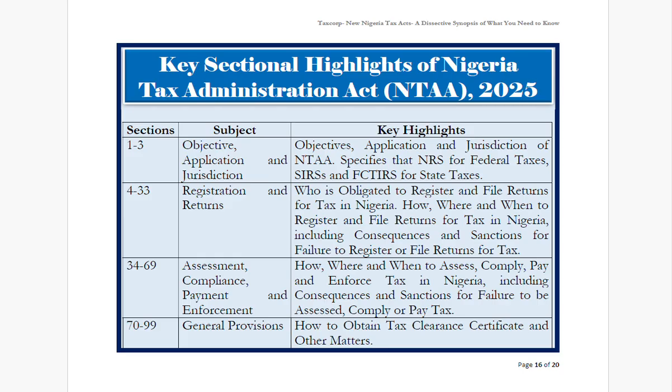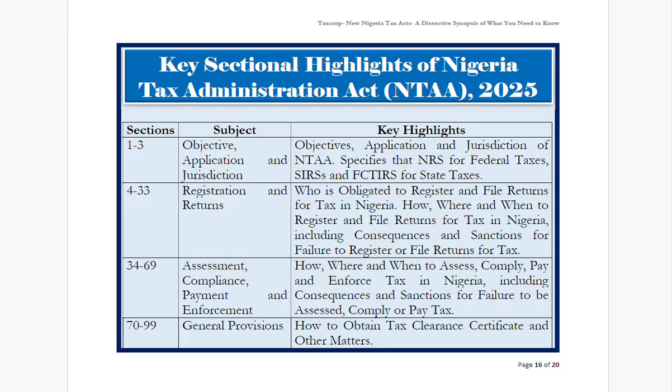The next band is sections 34 to 69. They deal with assessment, compliance, payment and enforcement. How, where, and when to assess, comply, pay, and enforce tax in Nigeria, including consequences and sanctions for failure to be assessed or comply or pay tax.